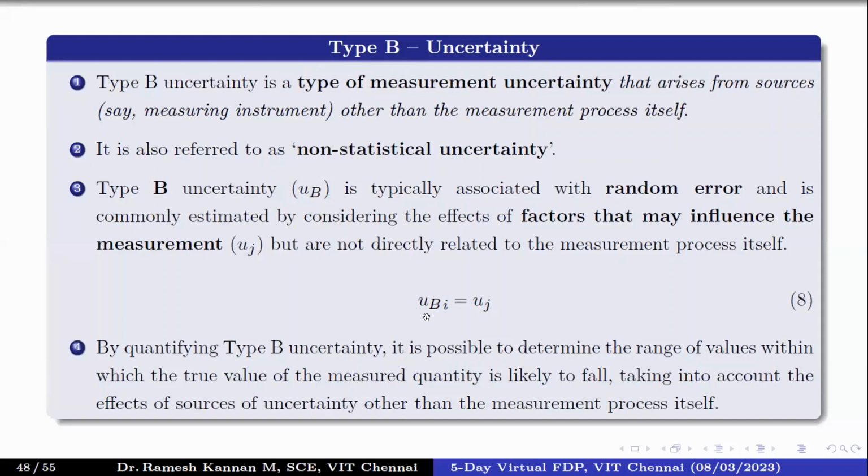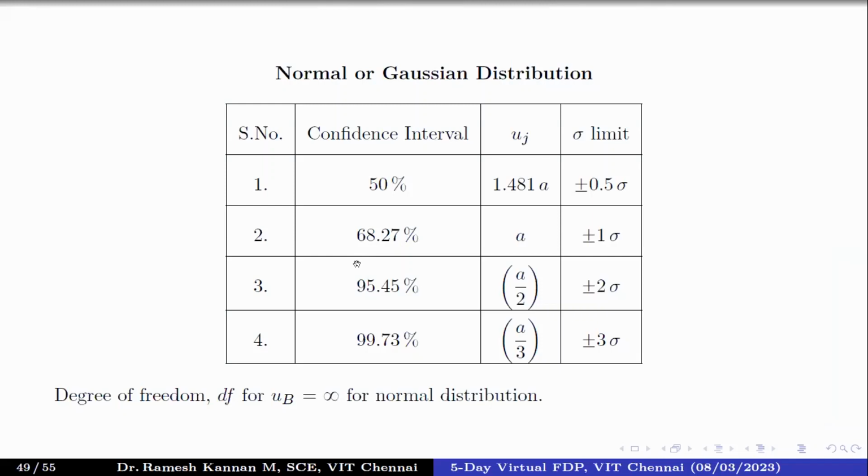And the formula is very simple. U_B, which is U_i, which is the randomness in terms of the experimentation. So we'll talk about that a little later. For this example, we have taken Gaussian distribution. This is a confidence interval. How confident are you when analyzing it? Generally we take 95.45% confidence interval, and we'll have a factor called a by 2. So I'll tell you what is a by 2.